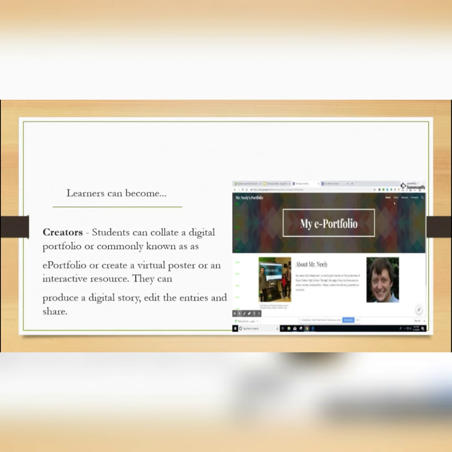They can also be creators. Students can collect a digital portfolio, commonly known as an e-portfolio, or create a virtual poster or an interactive resource. They can produce a digital story, edit the entries, and also share.